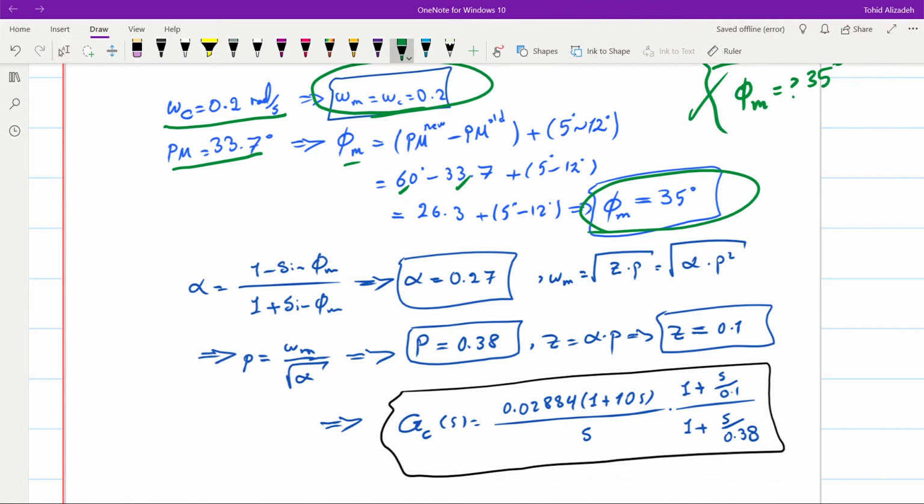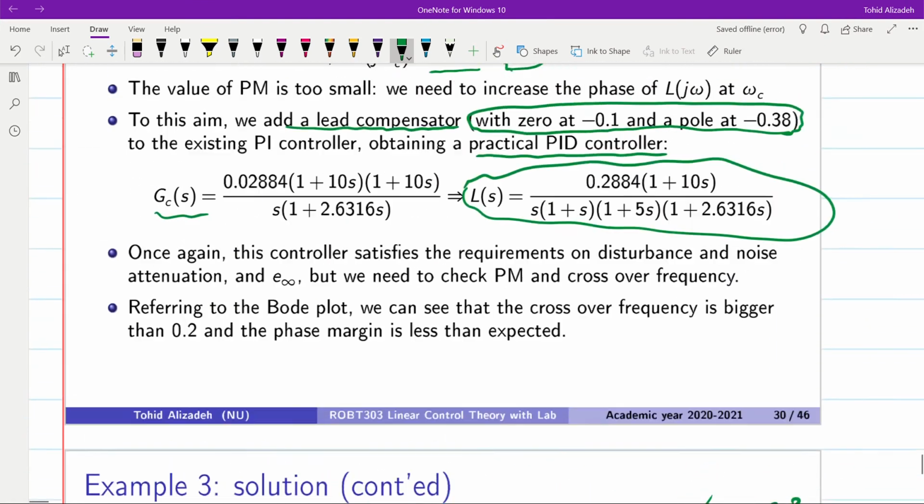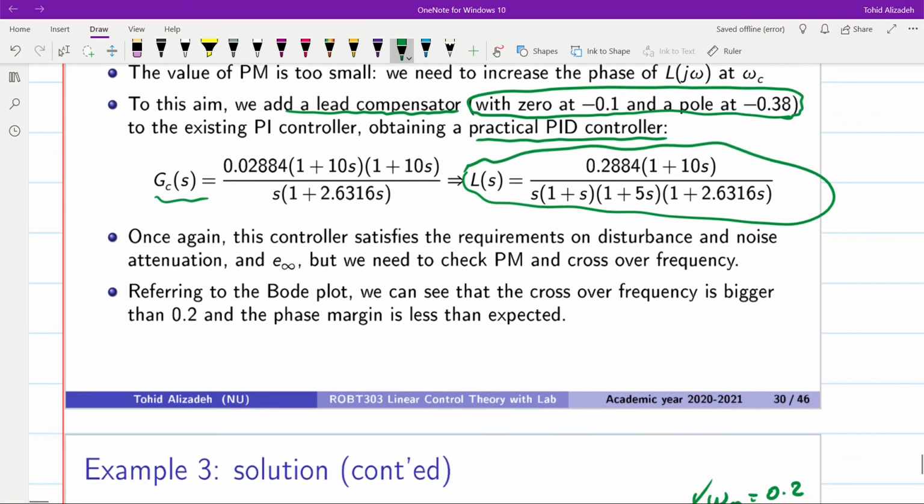Now that we have value for omega m and phi m, we just refer to the formulations that we have and obtain the location for the alpha first. Alpha will be obtained as 0.27, and then we will have a value for p, the location of the pole of the system, and at the end the value for zero, and you can see that they are obtained in this way. So zero will be equal to 0.1 and p will be equal to 0.38. And our controller will have this form, which is a practical PID controller.